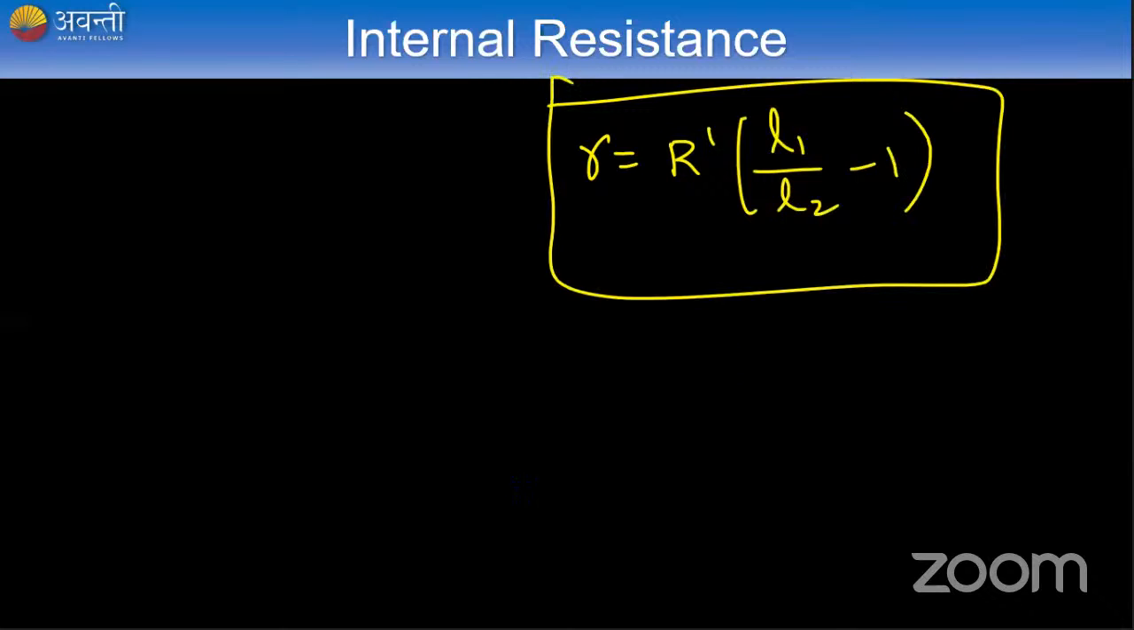Guys, I hope everyone is listening. So this was the application of potentiometer, and this completes your chapter current electricity. There is one more part called RC networks. I don't know if you have it in your syllabus. Anyway, tomorrow we'll be studying RC networks.